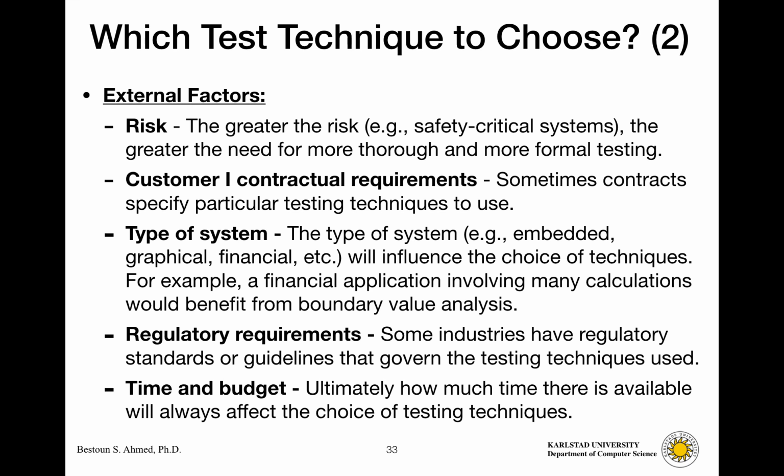So which kind of risk you have. For example, the safety critical system that we spoke about before. If you are testing a safety critical system, you have to be very careful. You have to use more than one testing technique, and you have to be very formal when you design the test cases. And then which kind of contract you have with the customer, the customer contract requirements. Sometimes the contract specifies which testing technique to use, so you have to meet the requirement of the contract.